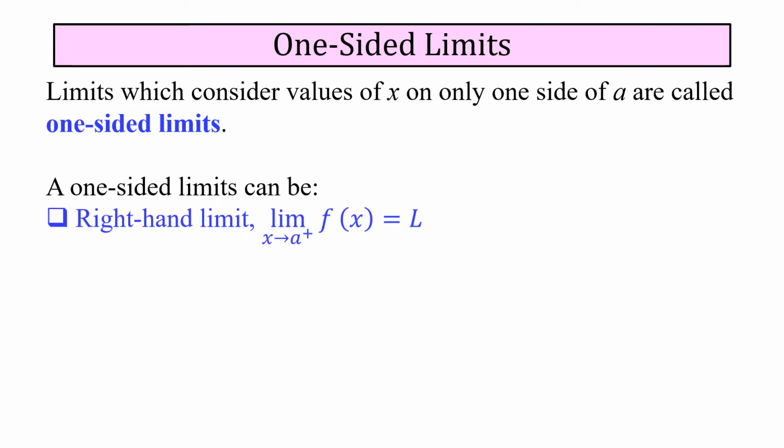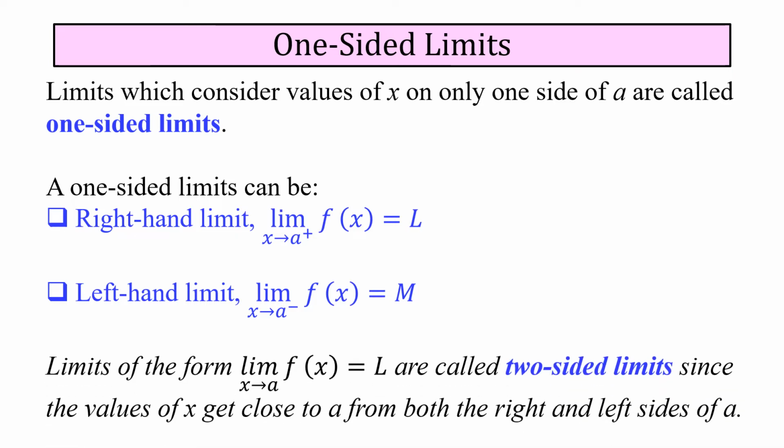The first one is what we call the right-hand limit. The right-hand limit is the limit as x approaches a from the right for the function f(x) equal to L. The second is what we call the left-hand limit, which is the limit as x approaches a from the left of f(x) equal to M.